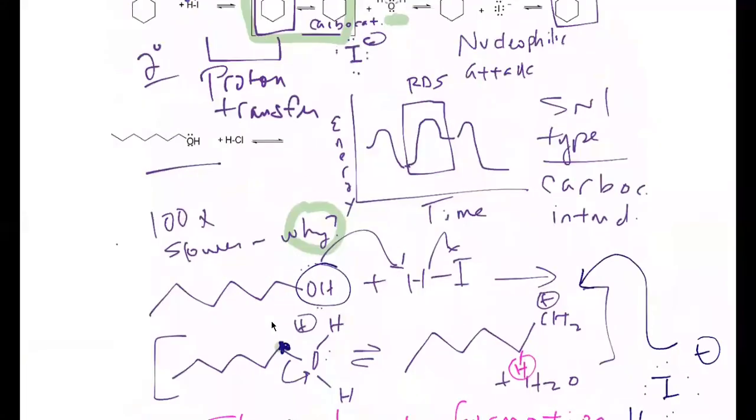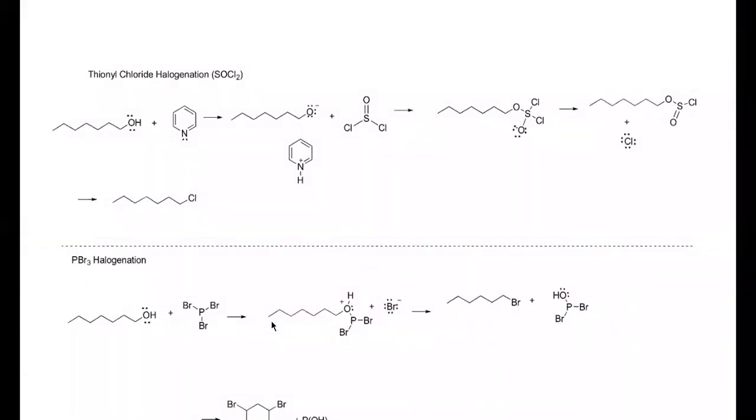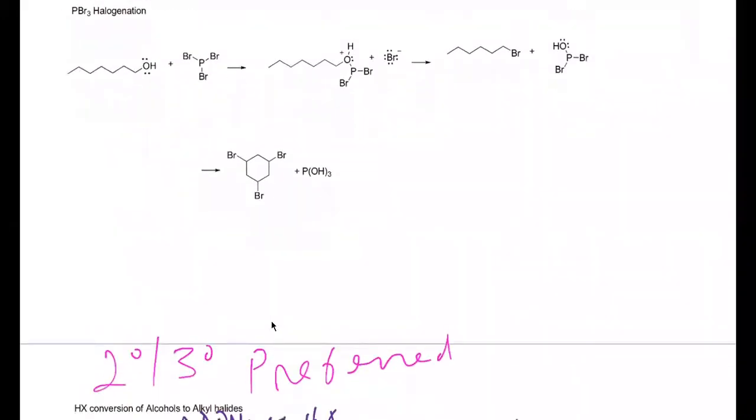All right, let's go up to a different reaction. I think we'll do this one first. So another way to make alcohols into alkyl halides is to use PBr3, which is shown right here.